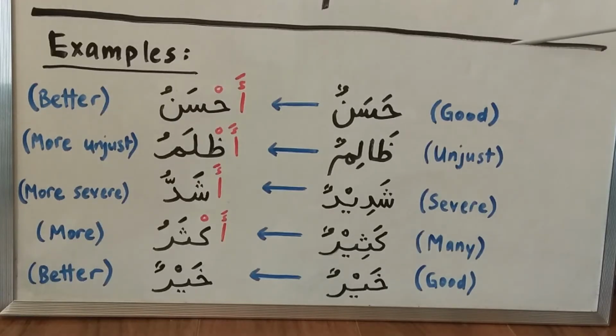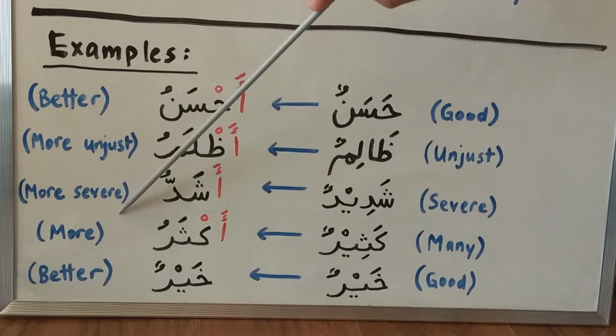So here are some of the most common occurrences of comparative forms in the Qur'an. Hasan means good, but ahsanu is better. Zalim means unjust. Adlamu means more unjust. Shadid means severe. Ashaddu means more severe. And notice that when we combine the two dals together, they become a shadda with a single dal. Ashaddu. Kathir means many. Aktharu means more, as in higher quantity.